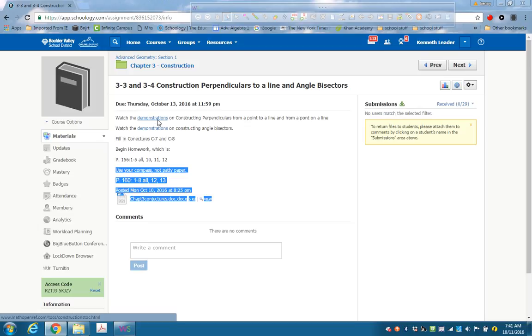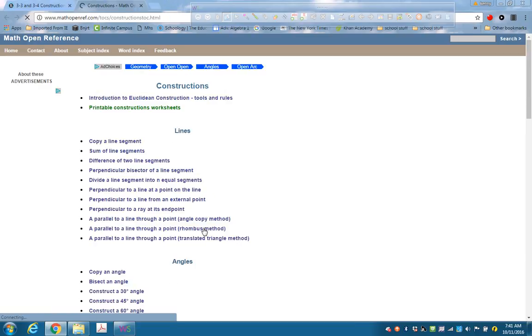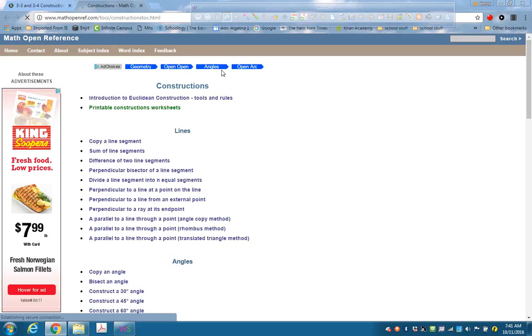Demo page, this is where I have all those different demonstrations. Copy a line segment, we've already done that. Sum of line segments, we've done that. Perpendicular bisector of a line segment. So now we're going to look at a perpendicular to a line, a perpendicular to a line from an external point.